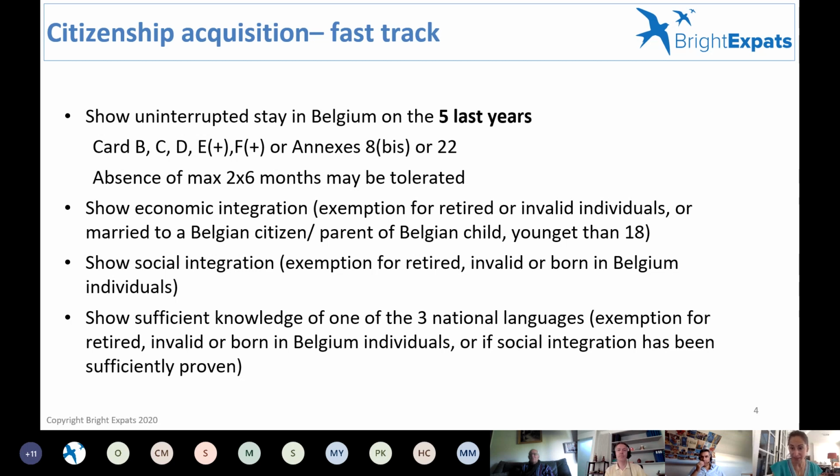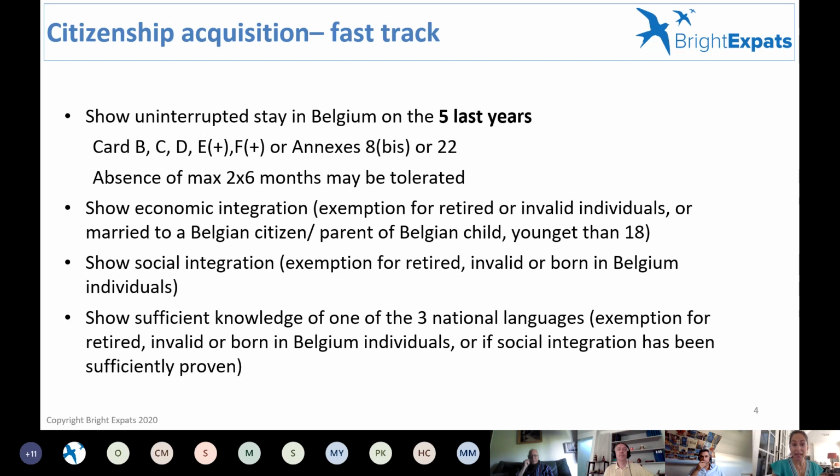Because you've been working, because you've started a company, you've paid taxes, you bought a house, or you contributed to the social security, for example. Retired individuals or invalid individuals, or persons that are married to a Belgian citizen or are a parent of a Belgian child that is still younger than 18 years, are exempted from that condition.